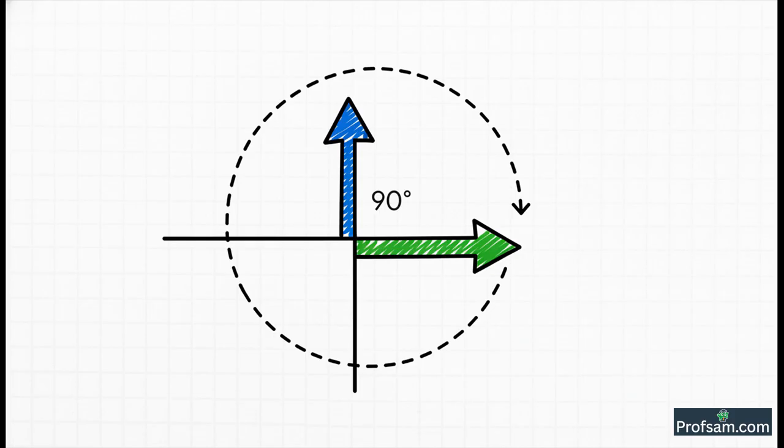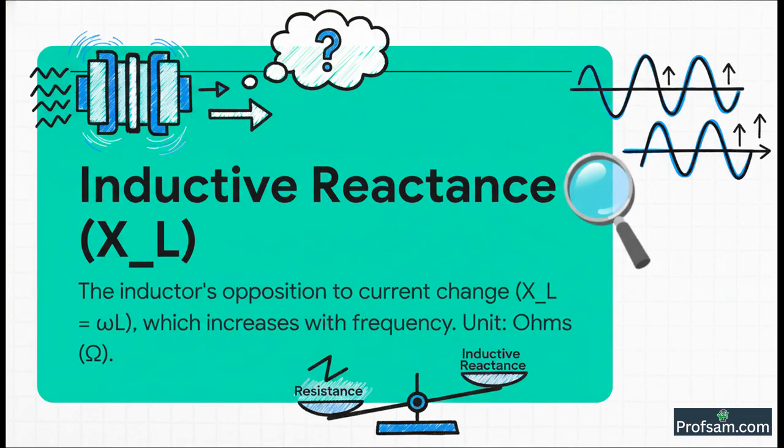And as they both rotate together, the voltage is always a quarter turn ahead. Okay, so this opposition to the change in current has a special name. We call it inductive reactance, and we write it as X with a subscript L. It's measured in ohms, just like resistance, but there's a huge, huge difference.